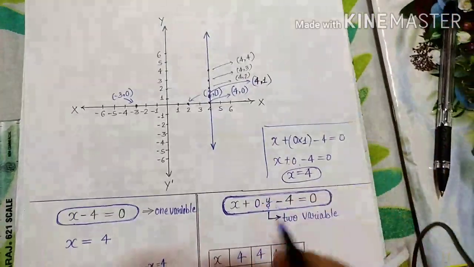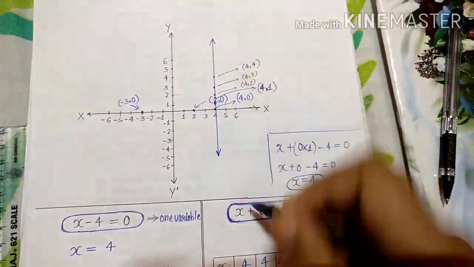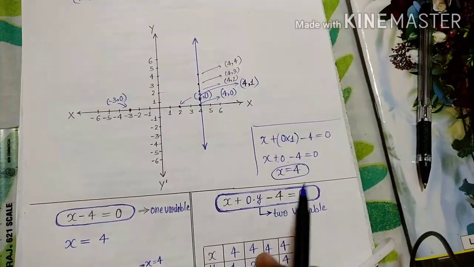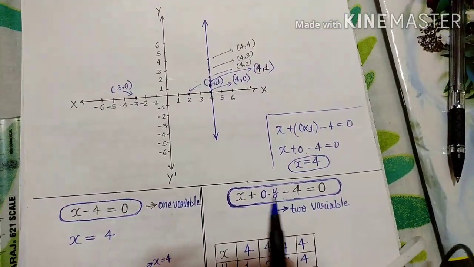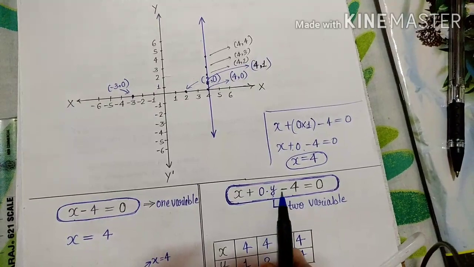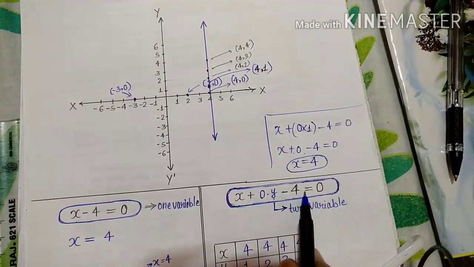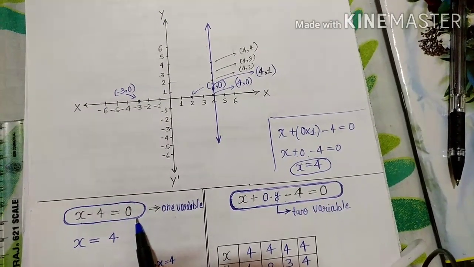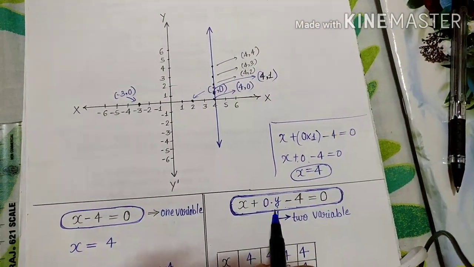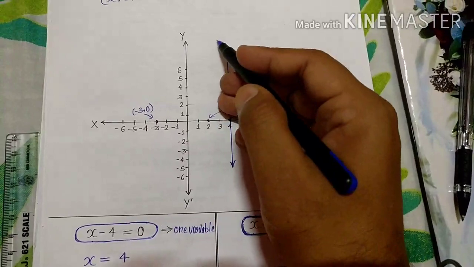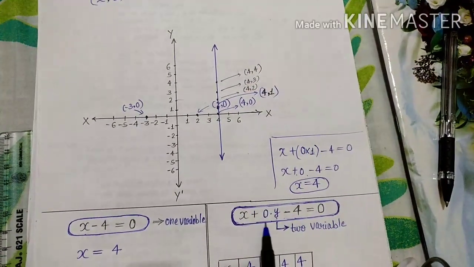Okay, so either you can write this equation here, because this is the line which shows this equation, or you can say this is the line which shows x minus 4 equal to 0 also, because if you solve, what will come? x plus 0 into y is 0 only, so x minus 4 equal to 0, it will become the same. So you can write x minus 4 equal to 0, or you can write x plus 0 multiplied by y minus 4. This is the line which shows this equation.